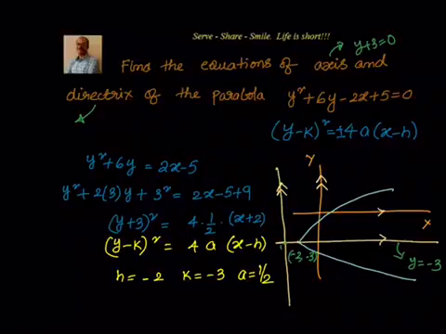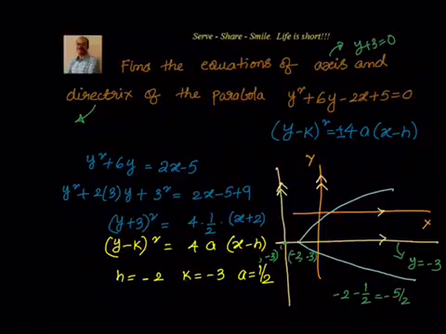Those coordinates will be nothing but equal to, we know that their y coordinate is constant, so it is minus 3, and the x coordinate is nothing but minus 2 minus a, which is nothing but minus 1 by 2. So that is equal to minus 5 by 2. Why is it 1 by 2?